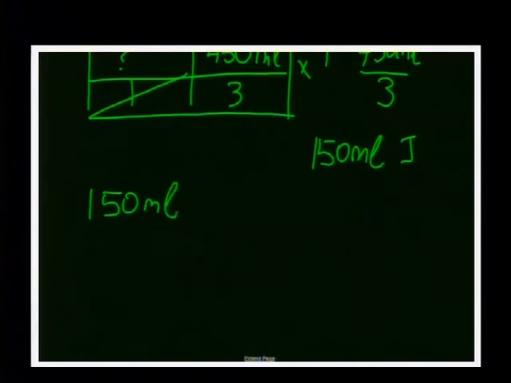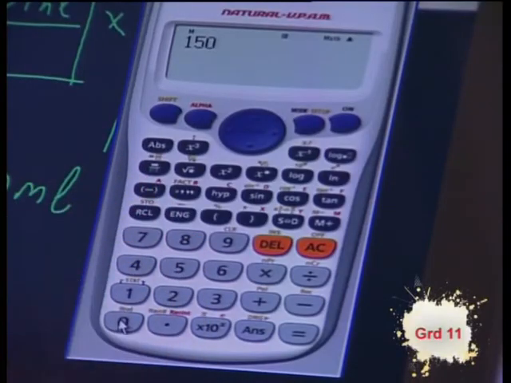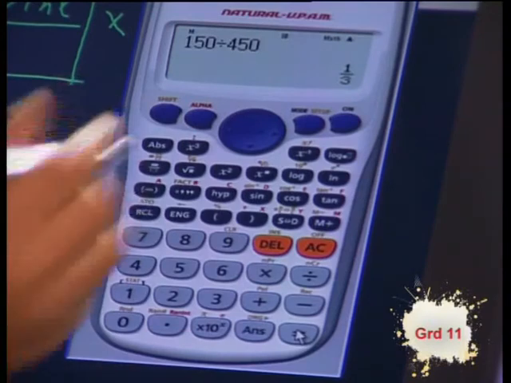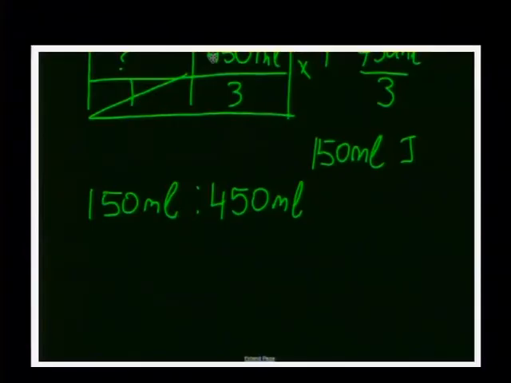What's really nice about ratios as well is that you can actually use them to double check, are you correct? So what did we end up with as an answer here? We needed 150 moles of juice to 450 moles of water. Now if I plug that into my calculator, 150 moles, and remember I said to you, ratios can be written as a fraction, so I'm going to divide by 450 and press equals, and what do I actually see there? I see that my answer is 1 over 3.